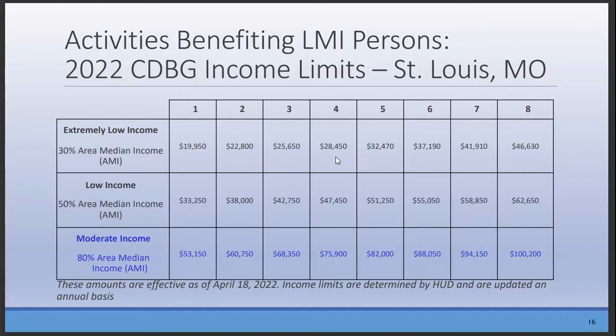Up top, the table is numbered 1 through 8, representing the number of people in a family or household. So based on this table, in order for a family or household size of 4 to qualify for a program, their gross annual income cannot exceed $75,900.